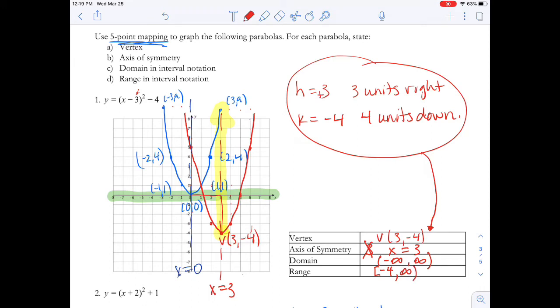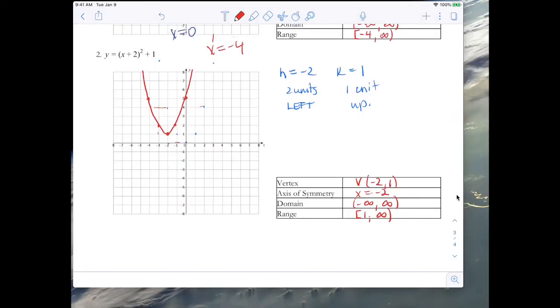So what I'd like for you guys to do now is please try the next one on your own, and pause the video and then look at it when you're done to see if it matches up with my answer. All right, guys, so hopefully you got the same answer as I did.